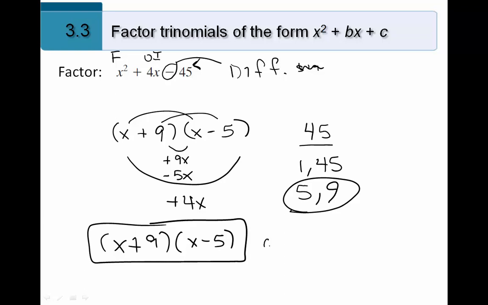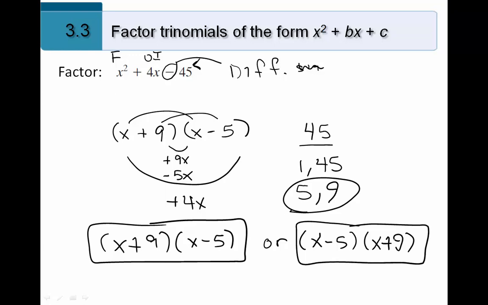And I can put the other one. I won't do that on all of them though. That's a rough looking 9. Okay, let's try some more.